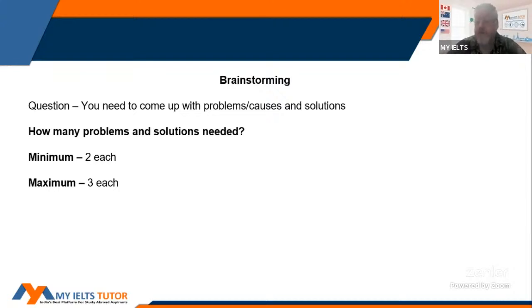You don't want to have one problem. You don't want to have one solution. You want to have several, because the question almost always asks for problems. They'll say, what are the problems associated with this? So S, plural. So that means you have to have more than one problem. What are the solutions? Again, solutions, plural. So you want to have more than one solution.